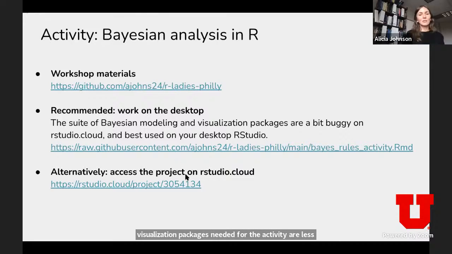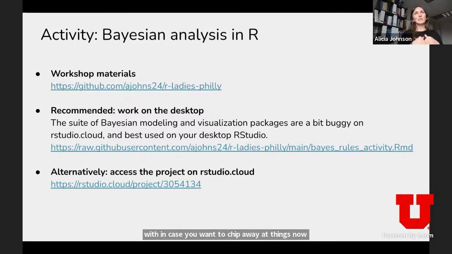That said, I also put together a project on rstudio.cloud. If you want to try it there, it might be a little slow, a little buggy, but it also means that you wouldn't have to install packages on your own. This activity is definitely too long to finish in the time remaining, but I just wanted to give you something to play around with in case you want to chip away at things now or work on it later.